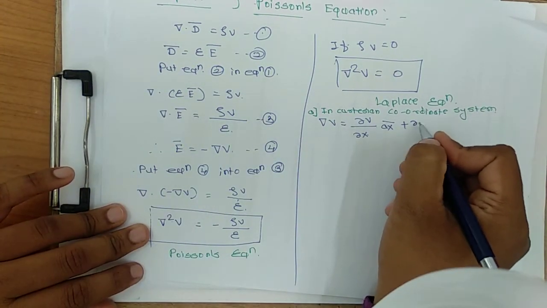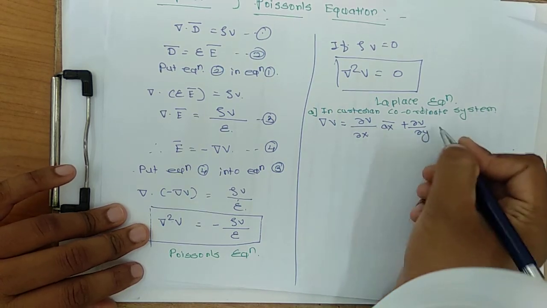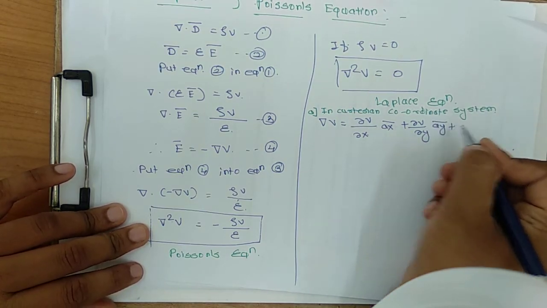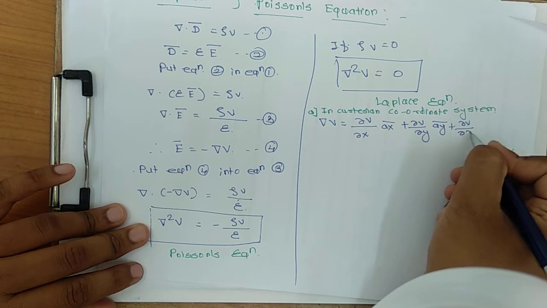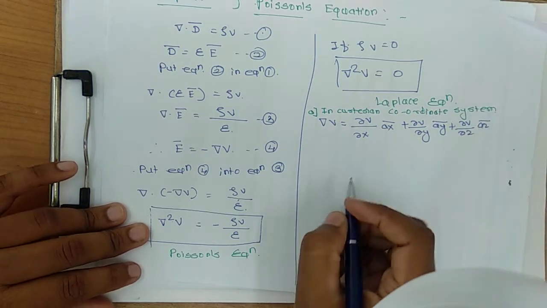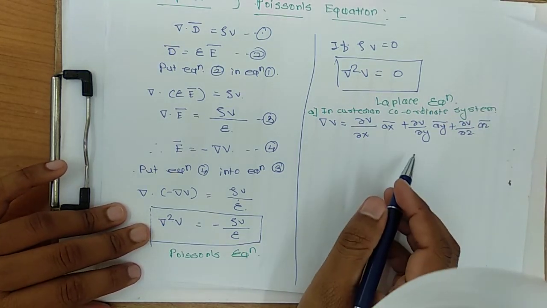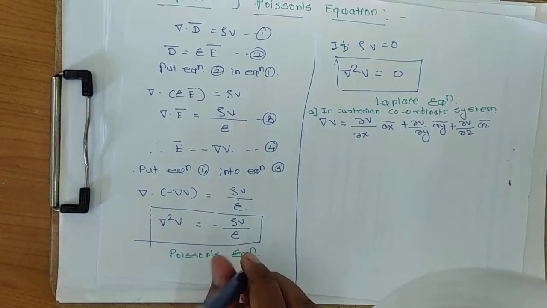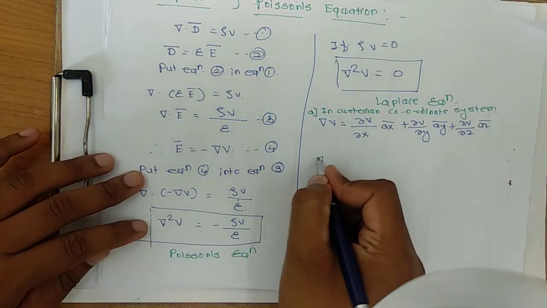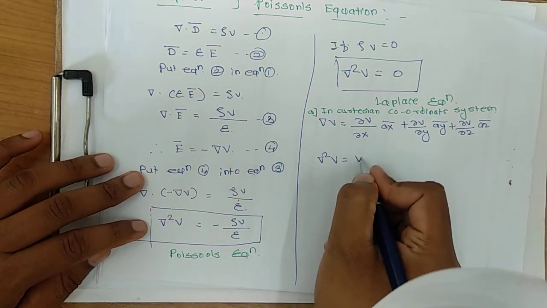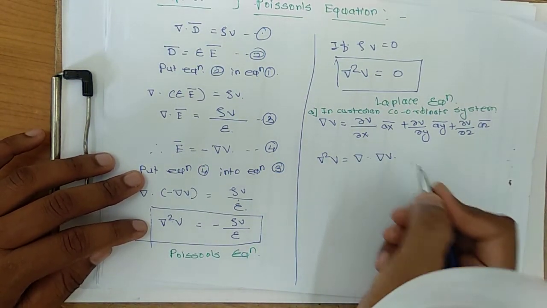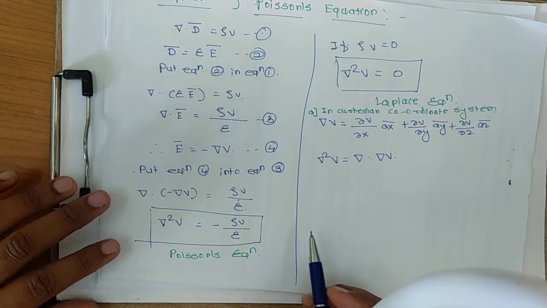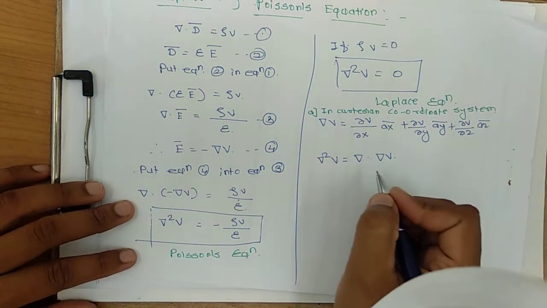Plus ∂v/∂y ay bar plus ∂v/∂z az bar. So that is del v in the form of a Cartesian coordinate system. Now we have to represent this del square v. So del square v is del dot del v. Del dot del v means it is a divergence.